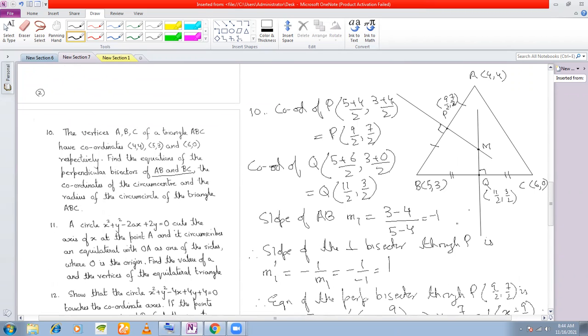And how do you find out the radius of the circumcircle of the triangle? Since you know the coordinates of M, you will find out this distance by distance formula. You can get the circumradius, or you can also find out this distance, no problem. This is also a circumradius, or you can find out this distance by distance formula. Any distance you find out, that will be the circumradius. Okay, so I'll finish this in the next class.